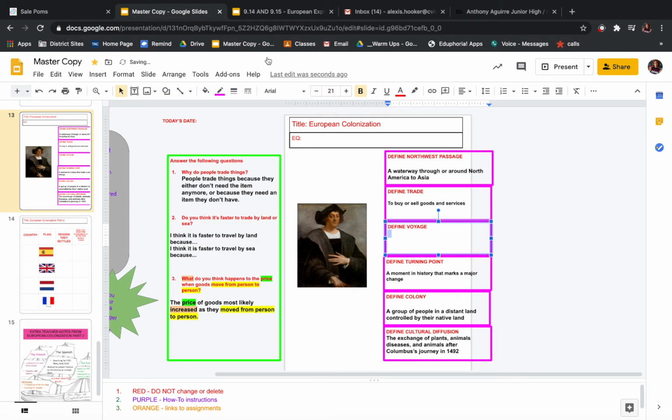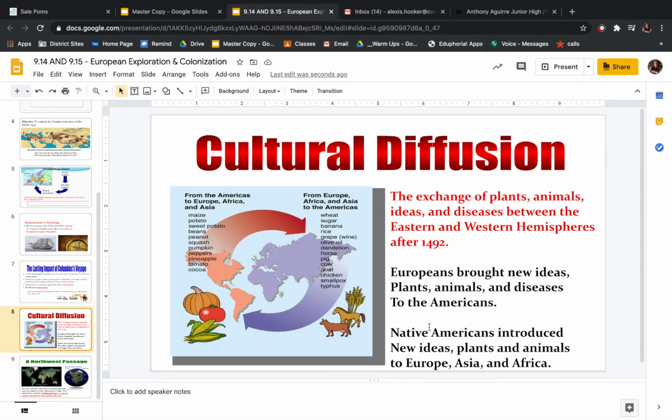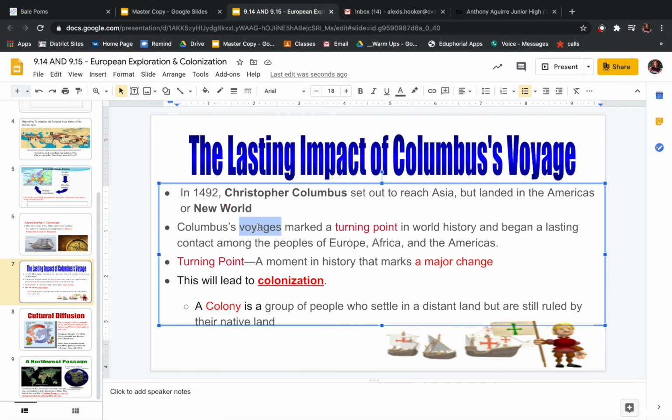All right, last word we have is voyage. If the Northwest Passage slide is our last slide, where is the word voyage? So I'm going to look through my notes, skim, skim, skim. I don't see it. Skim, skim, skim, skim. I don't see it. Skim, skim, skim. Up, here it goes. Columbus's voyage marked a turning point in world history.